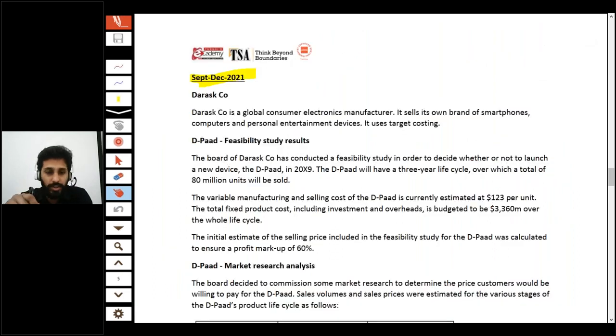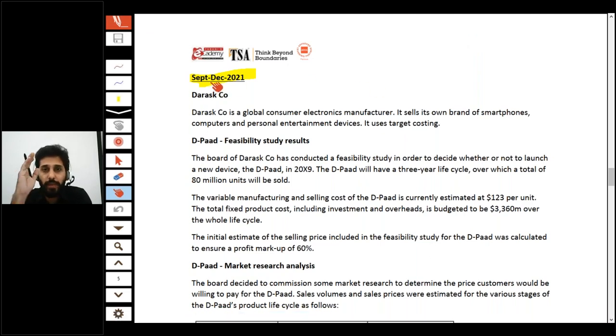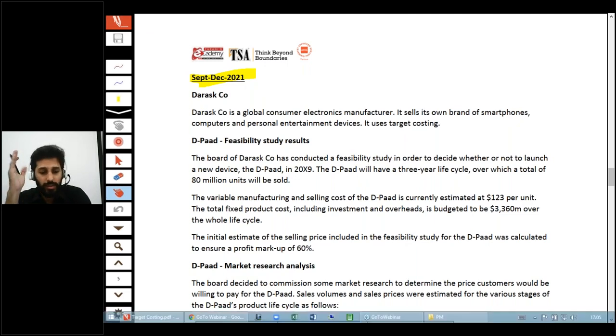Here is a question, and if I remember, I had given you the task yesterday that you should try this question. I have extracted it from the examiner report. It's the Darask company, from September, December 2021. This question might not be available in your official exam kits since it is one of the recent questions, or it may quite possibly be available.